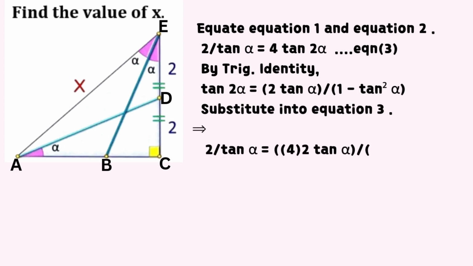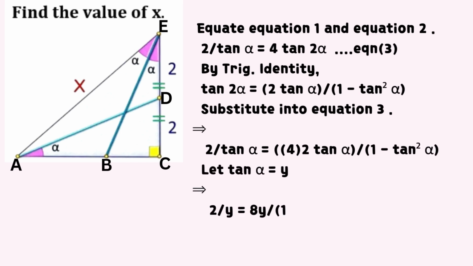By trigonometric identity, tan 2 times alpha equals the product of 2 and tan alpha, all divided by 1 minus the square of tan alpha. Substitute into equation 3. It signifies that 2 divided by tan alpha equals the values shown on the screen. Let tan alpha equal y. It follows that 2 divided by y equals 8 times y, all divided by 1 minus the square of y.